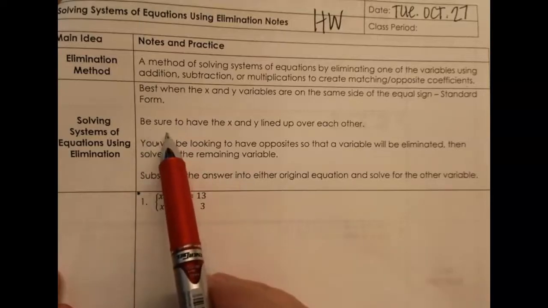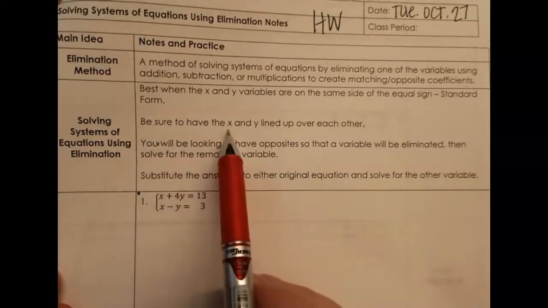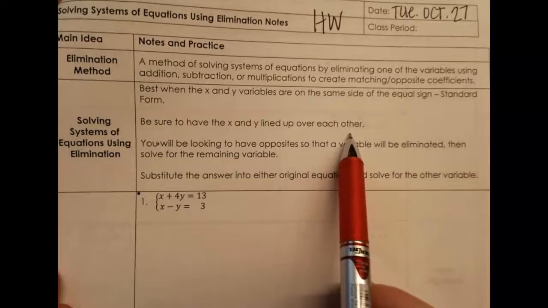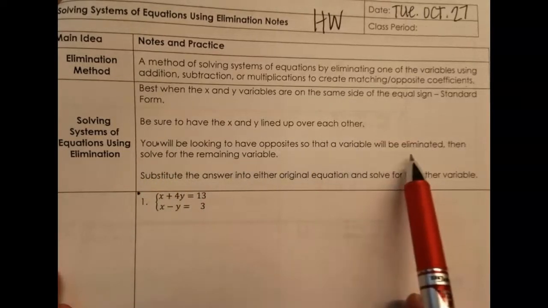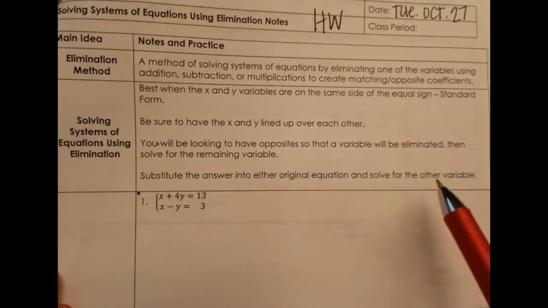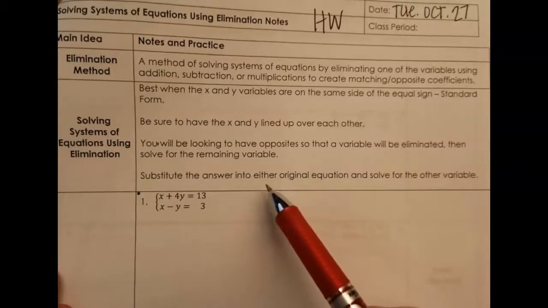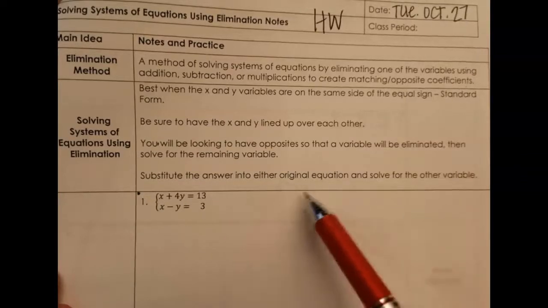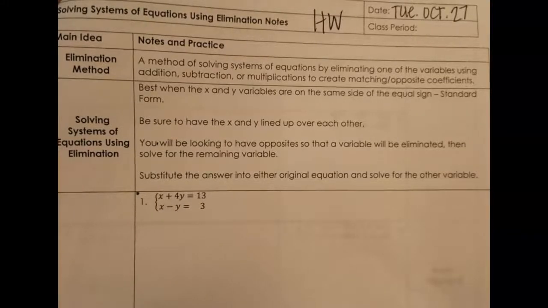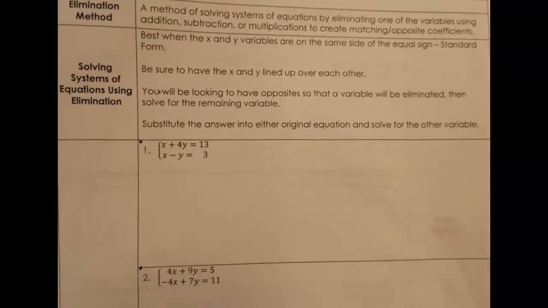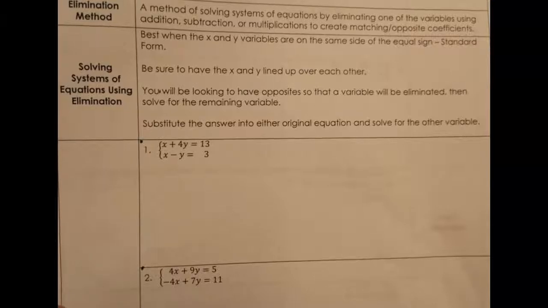When we write our equations, we have to be sure that the x and y variables are lined up over each other. And so you will be looking to have opposites so that the variable will be eliminated and then solve for the remaining variable. Once you have that remaining variable, you're going to substitute it into one of the original equations and solve for the other variable because we have two different variables that we have to solve for. All right, so let's take a look and see what we can make happen here.